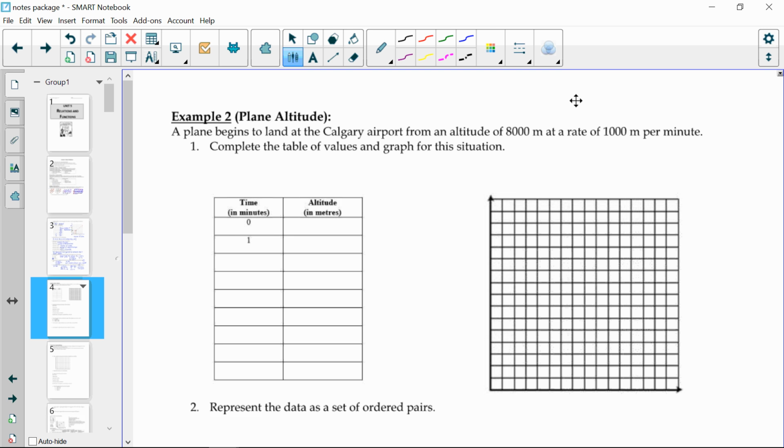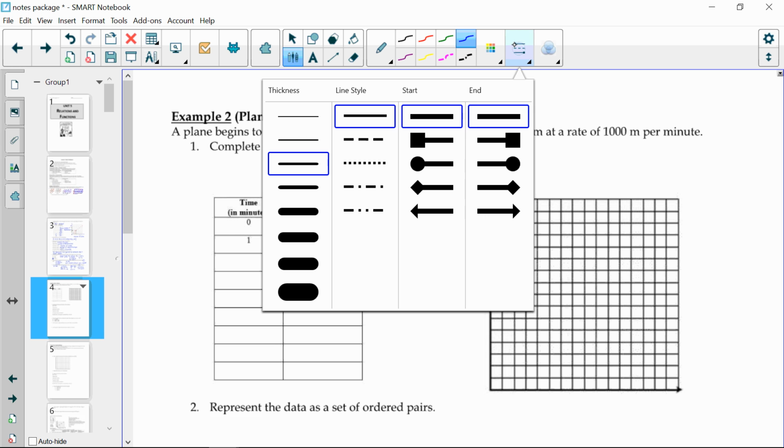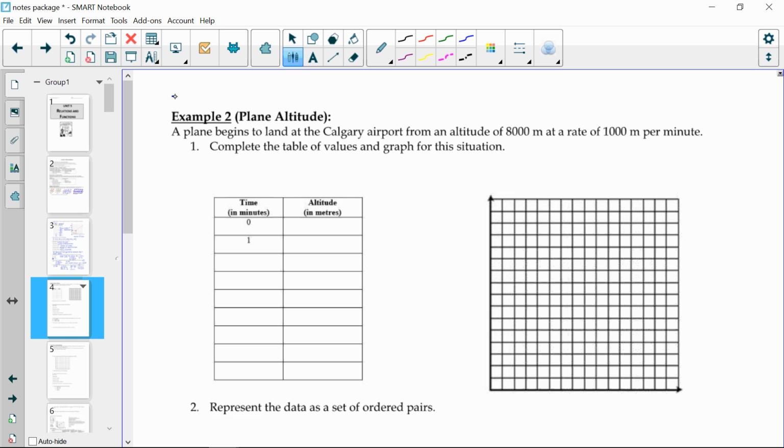Okay, so when it begins its descent, it is 0 minutes. So that's when we start the timer. So the height of the plane, or the altitude of the plane, is going to be 8,000 meters. After 1 minute, you guessed it, it's going to be 7,000 meters, because its descent is 1,000 meters per minute.